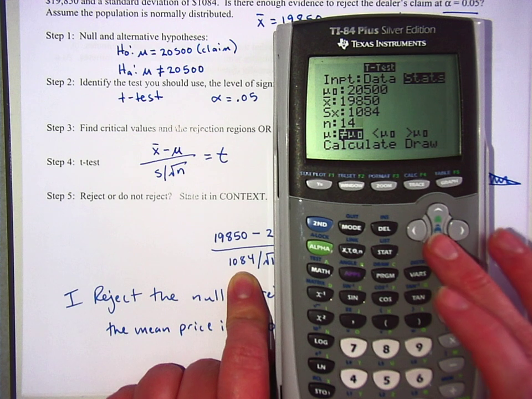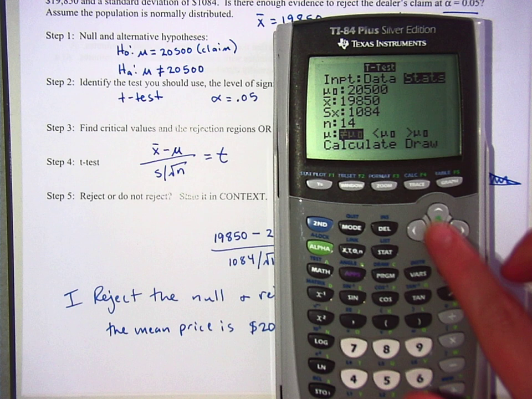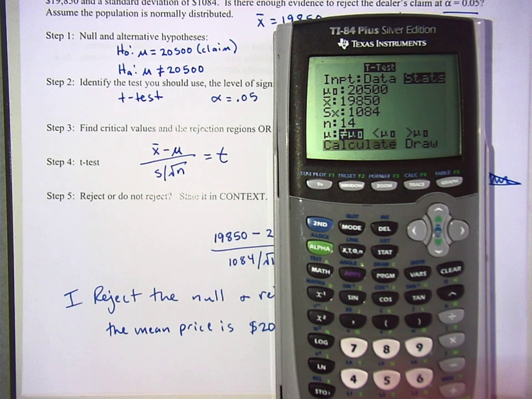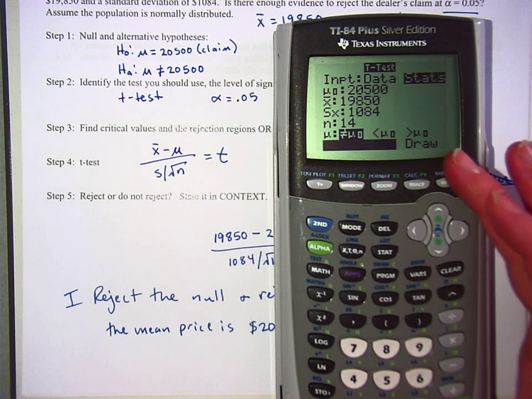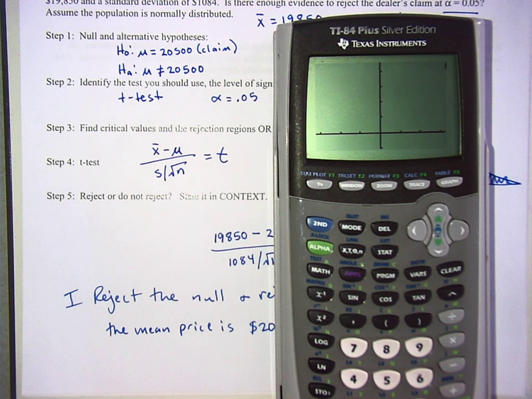N was 14. If you look at this one, it has not equals to, less than, or greater than. That's the alternative. So you have to highlight the alternative. In this case, it would be not equals to. Now you can either do 2 things. You can either say calculate, which will just give you numbers on your screen, or draw, which is what I prefer. If you hit draw, it'll show you a picture. Also takes a while because these calculators are tired.